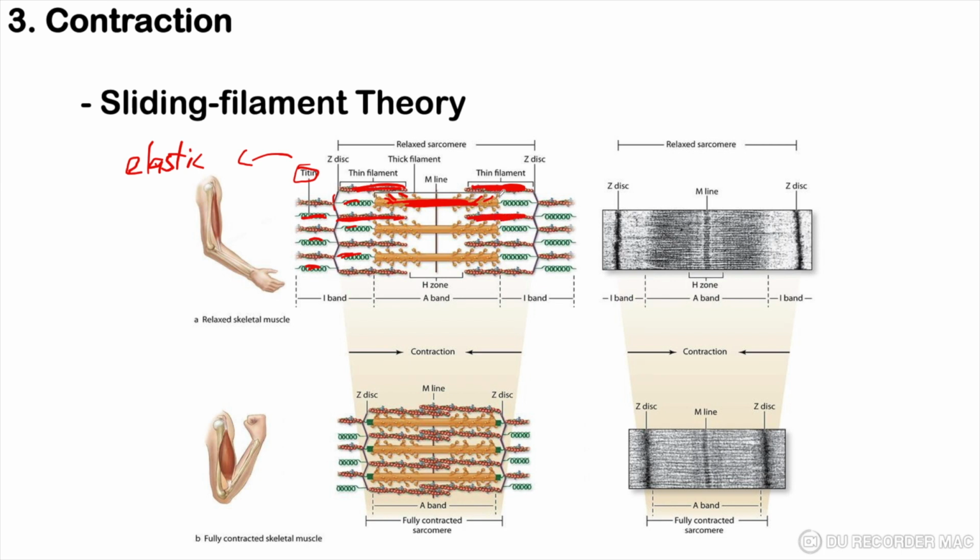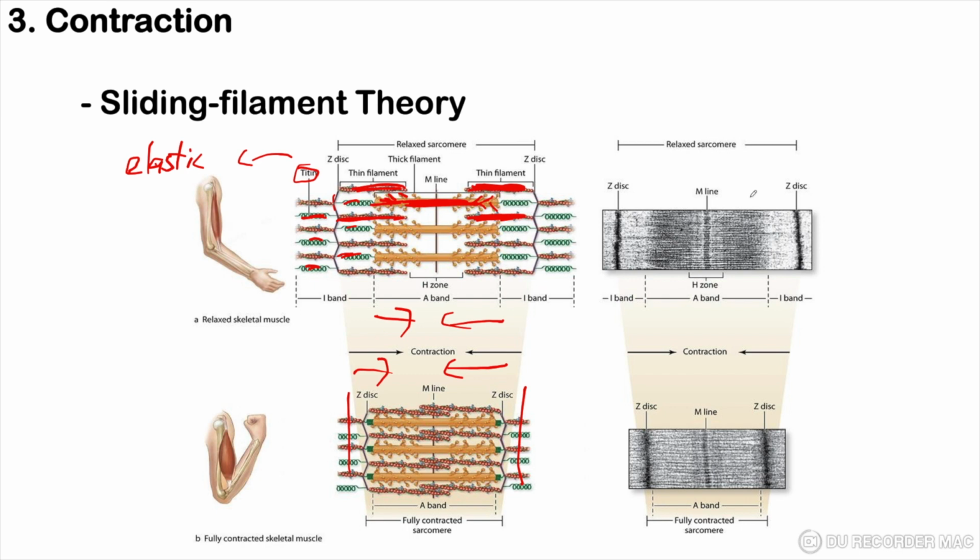Yung sliding filament theory, ano lang yun? Theory na nagsasabi na during contraction, yung mga thick myosin filament natin, na may heads, nag-slide pass dun sa mga thin actin filaments during contraction. So, in turn, nasa-shorten during contraction yung muscle mo. Kaya siya nasa-shorten during contraction kasi meron kang pag-slide pass-through ng actin filament dun sa myosin filament. Para siyang nag-slide pass each other. Okay?